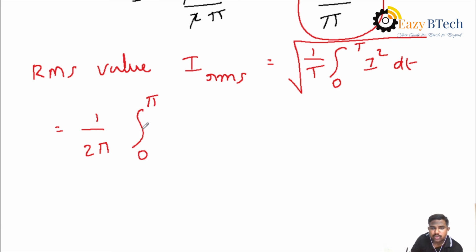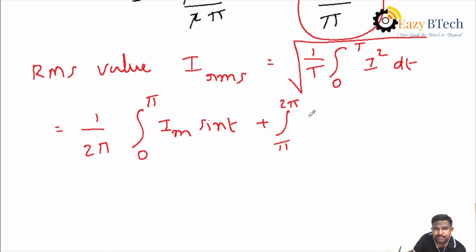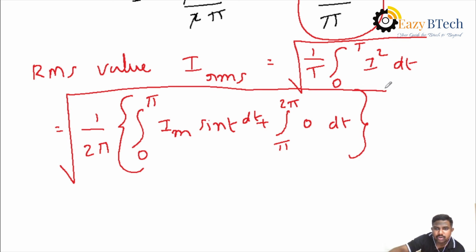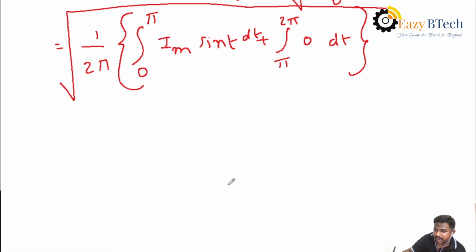Between 0 to pi, we have two ranges. From 0 to pi, what is the I value? That is Im sin t. From pi to 2 pi, what is the function value? 0 into dt. Here also dt. Then this is the given. So for the whole function, there is a square root. Don't forget to write down the square root. In examinations, most of the students forget to write down the square root here for every step.